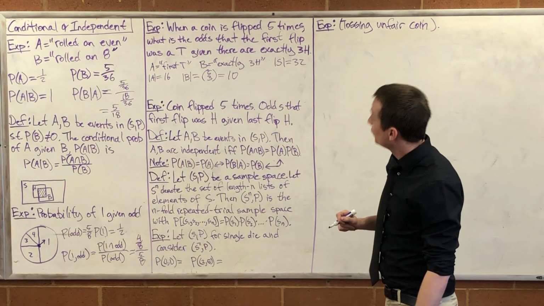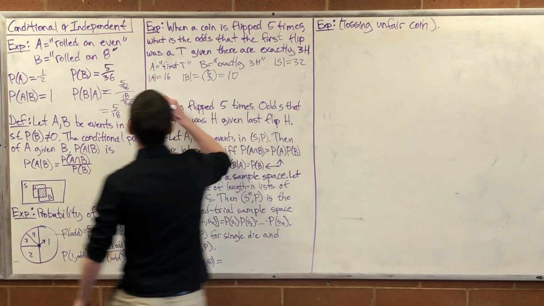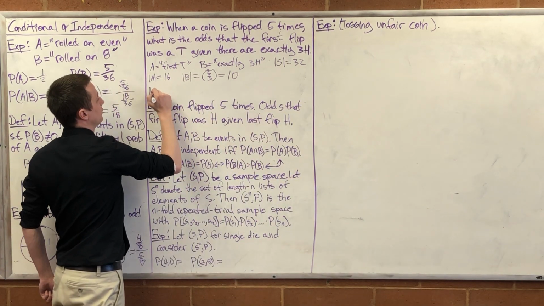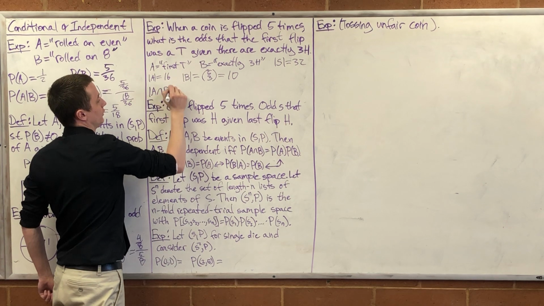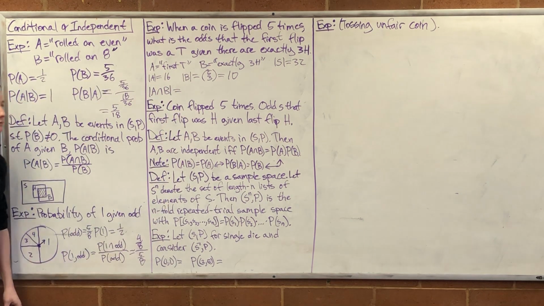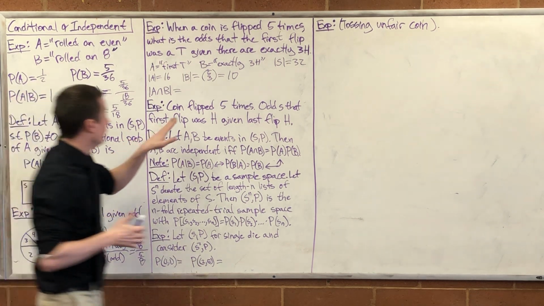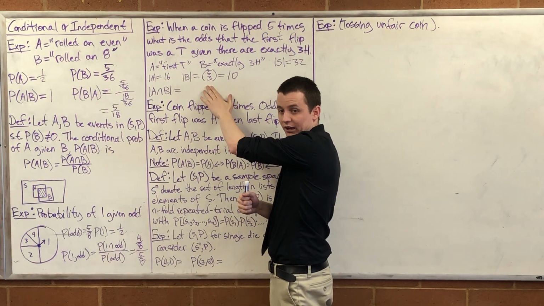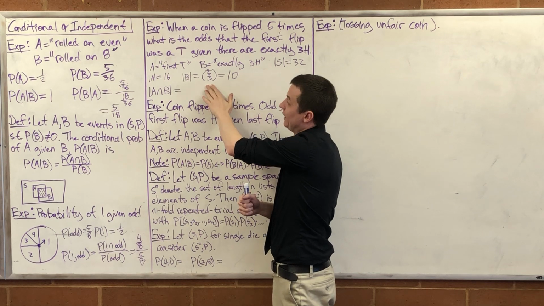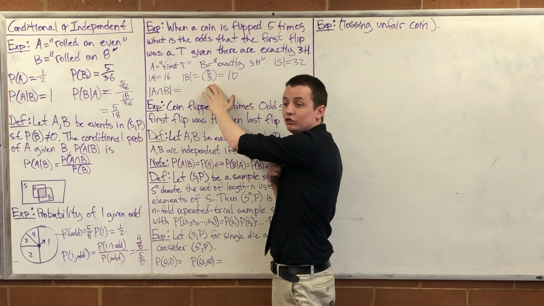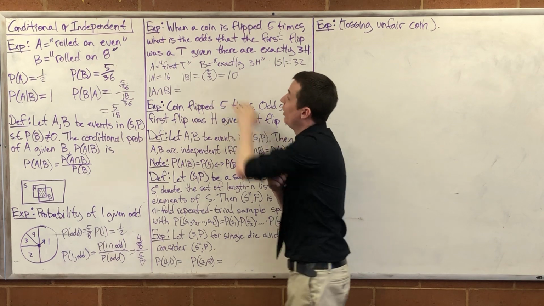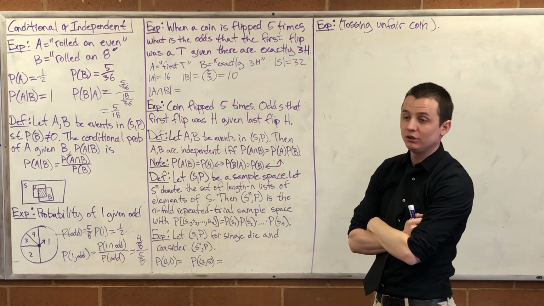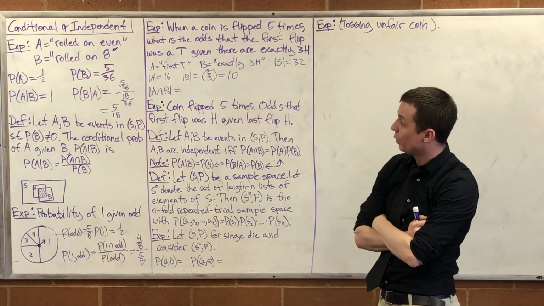Okay, so now what do we need? We need the size of A intersect B, which is the hardest part of figuring out these problems. Right? A intersect B. So this is how many have exactly 3 heads, right? Another way to think about that is this is how many have exactly 2 tails. Now, how many have exactly 2 tails where the first one is a tails?